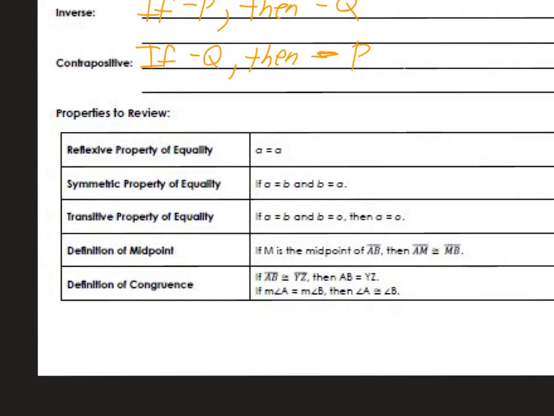Properties review. So these 5 properties are fairly helpful when proving different things in geometry and mathematics as a whole, and I recommend reviewing all of them, especially midpoint and congruence.